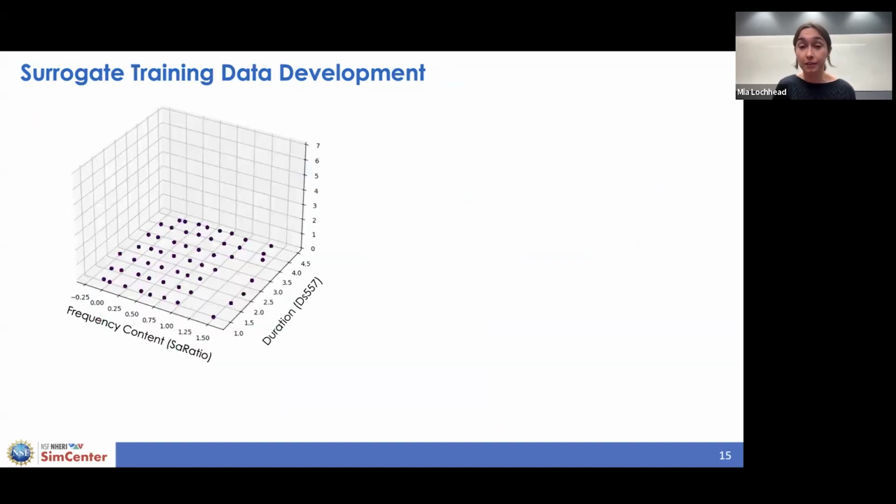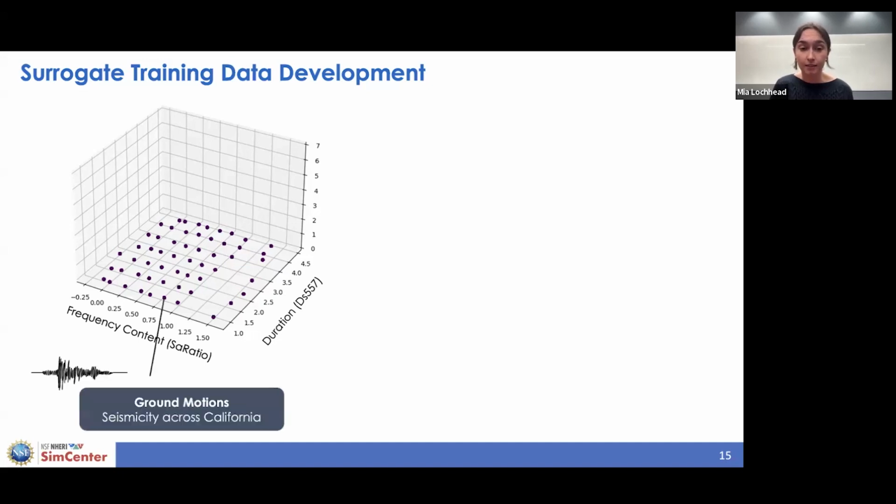So in order to develop surrogate models that have those inputs and outputs, we need training data. In this case, training data is based on high fidelity models that we can use to map from ground motion and structural parameters to response quantities. And we do this by selecting different ground motions. So we select a grid of ground motions that we're aiming to cover the seismicity across California. We're looking at variable frequency content and variable duration in order to be reflective of the types of different seismicity that we could see across the state.